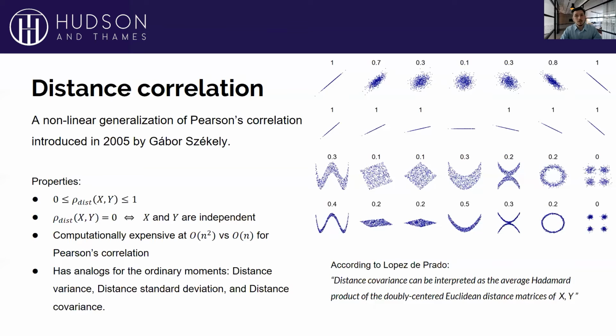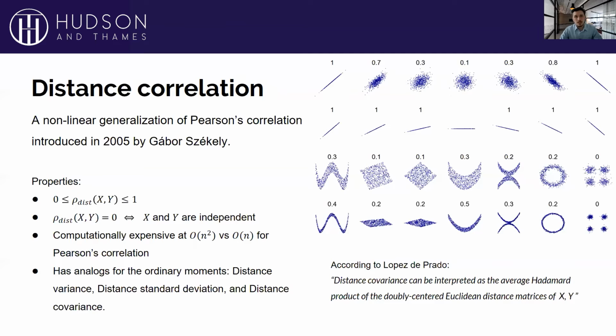Unfortunately, it's rather computationally expensive at O(N^2) versus O(N) for Pearson's correlation. And that's because to calculate Pearson's correlation, we only need to allocate in the memory the N observations that we have, and from then we can calculate it. Well, for distance correlation, we actually need to calculate the differences between each pair of observations, therefore creating a matrix of size N by N. So it's more space complex at O(N^2), which is a problem for big data sets.